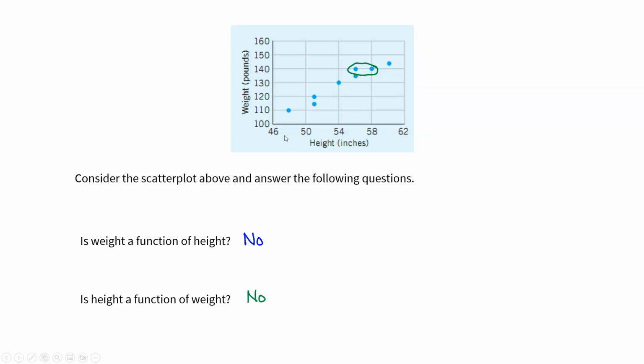So oftentimes that's going to be the case with scatter plots. And even though we sometimes will come up with functions that fit them, the scatter plot itself is not going to be a function of any type.